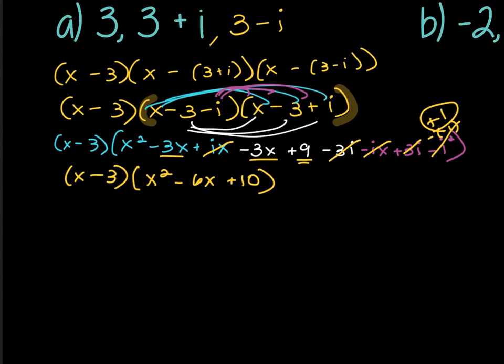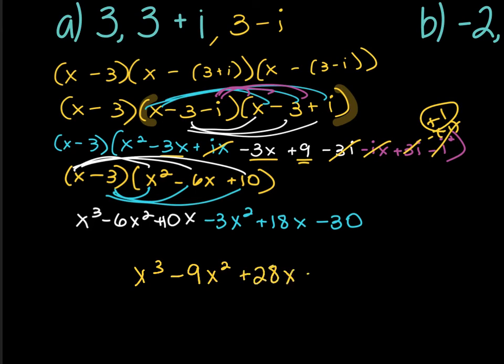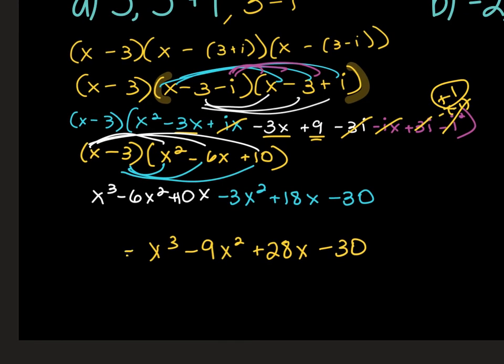And now I distribute again. x goes to all 3. Negative 3 goes to all 3. Combine your like terms. And then how do I show this is a function? Good. Don't forget it.